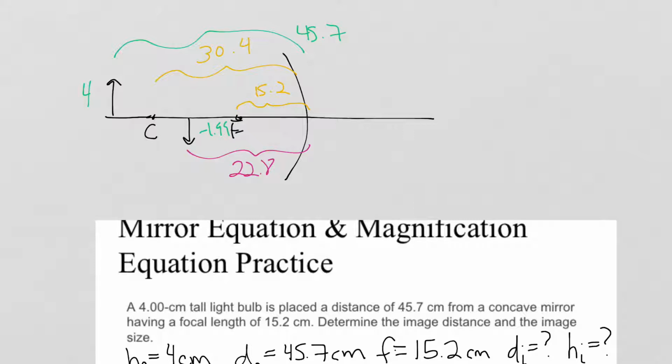And this negative, remember that in physics, in many cases, a negative or a positive value implies direction. And we can think of this principal axis very similar to an x-axis, right? Everything above it is positive, everything below it is negative. And so a positive value for our object height means that it is upright. A negative value for our image height means that it is inverted. And that is exactly what we find. So this makes total sense for us. And that is an example of the mirror equation.